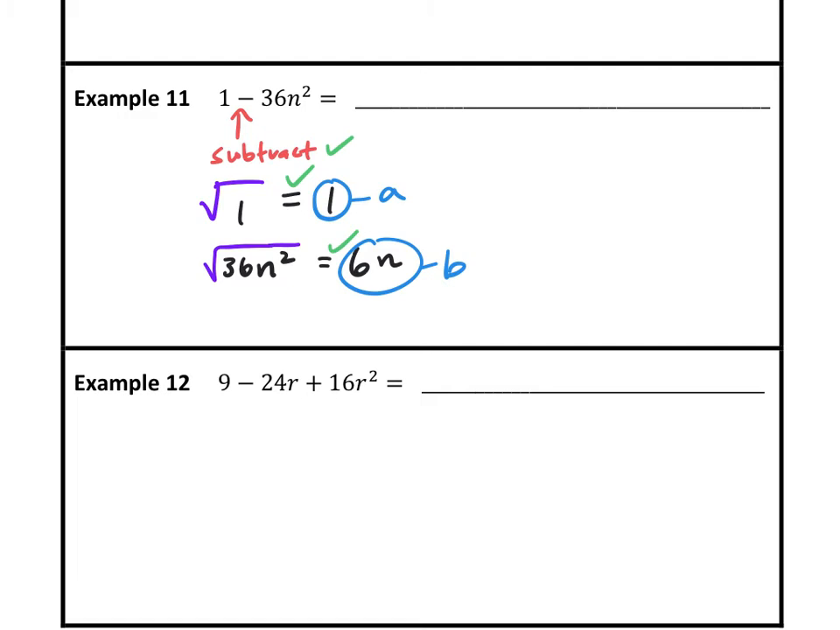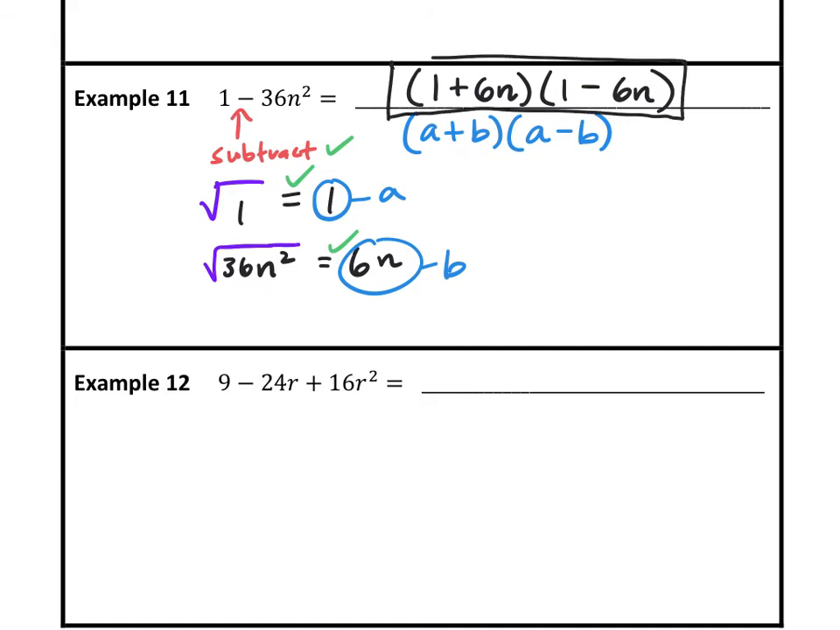And so the pattern for the difference of squares is A plus B, A minus B. And so we're going to substitute. A is 1 plus B, which is 6n, and then the other one is parentheses A, which is 1, minus B, which is 6n. And so this is my answer.